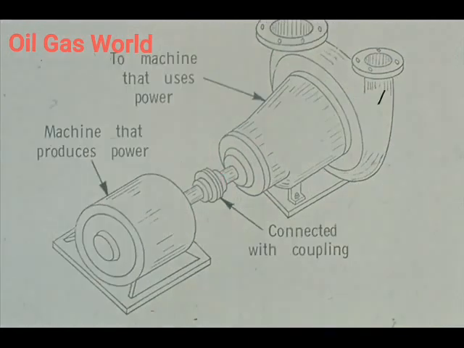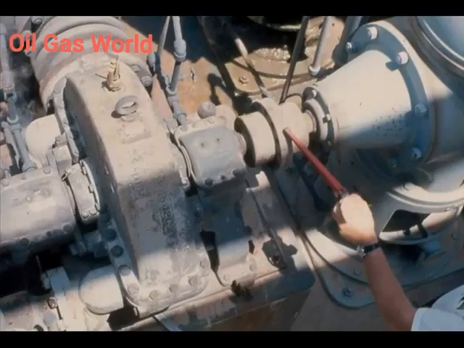In short, we have a machine that produces power and another machine that uses power to perform useful work. The two are connected with a coupling. Let's look at some examples of couplings in common use. This coupling joins a turbine to a gear reducer. The gear reducer then decreases the RPM of the drive shaft before transferring power to another piece of equipment.